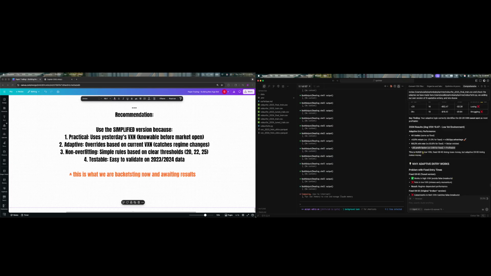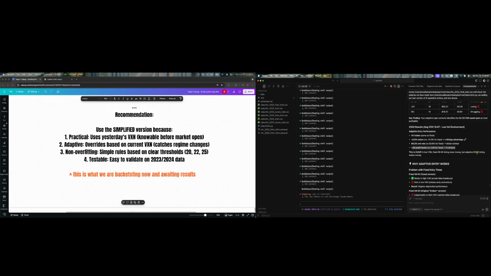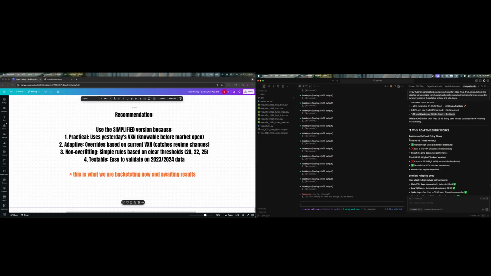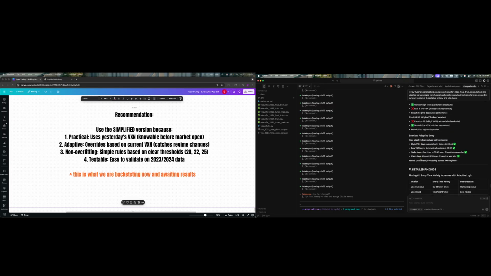This is huge. The low VXN fixed the 9:45 timing loss, but the adaptive 9:35 timing makes money. Why adaptive works: it works in high VXN, avoids the false breakouts. Fixed fails in low VXN, misses the early momentum. The original, the solution is the adaptive.